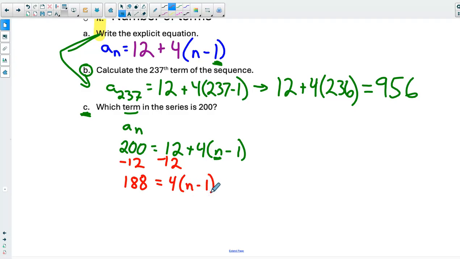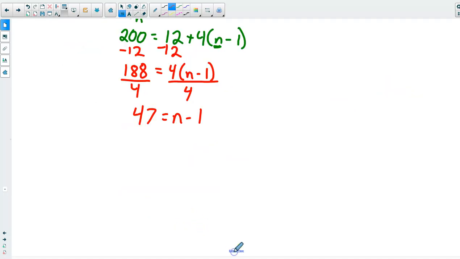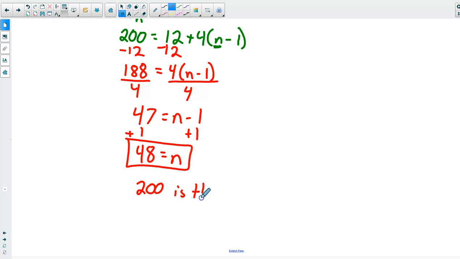you get this. What's the next thing you can do? Divide by 4. You can divide by 4 again, so that's good. And now I'm going to take that step of, let's add 1 to the other side. And when I do that, I get 48 is equal to n. So that means 200 is the 48th term.